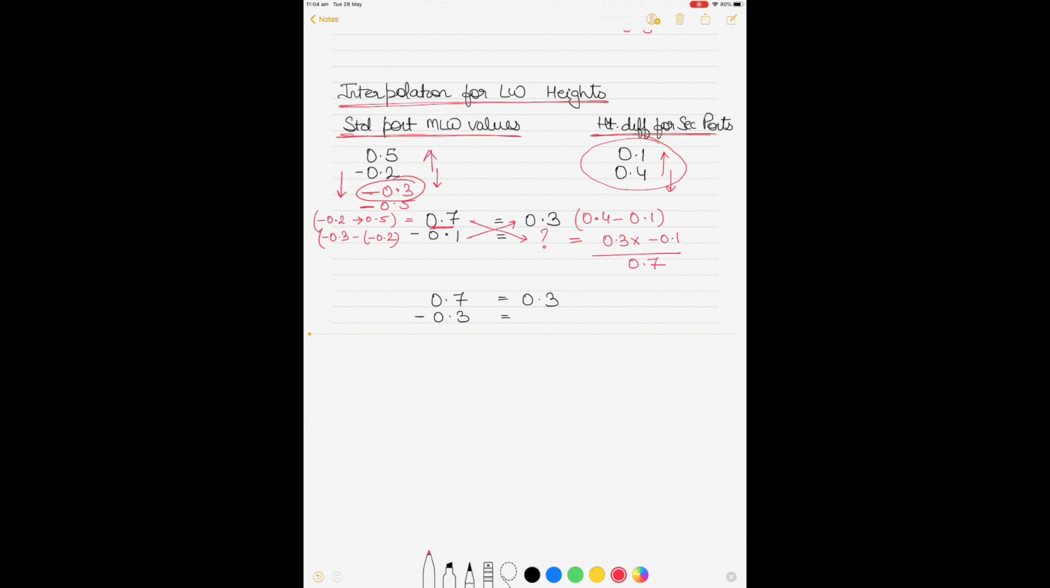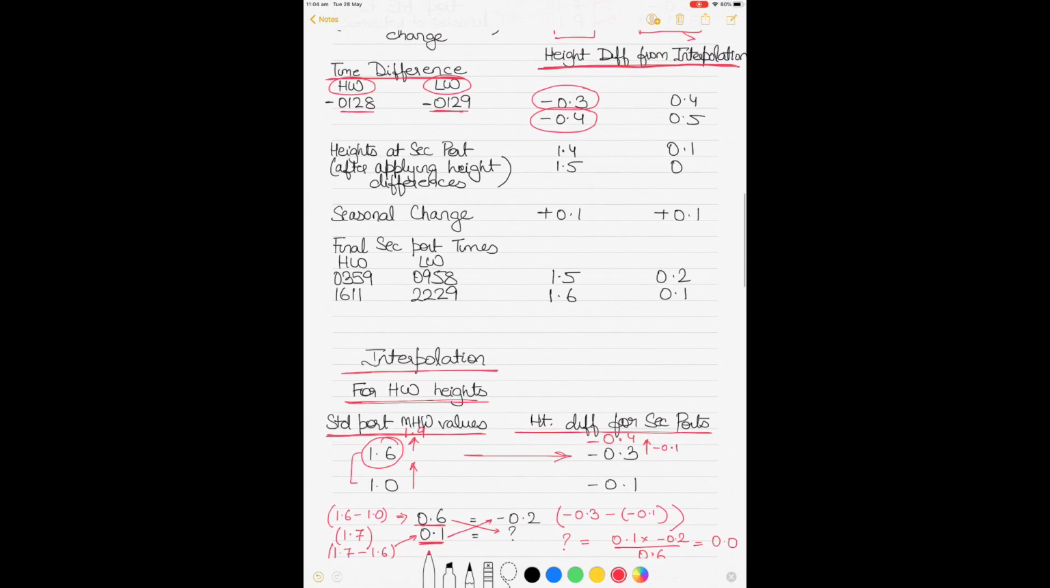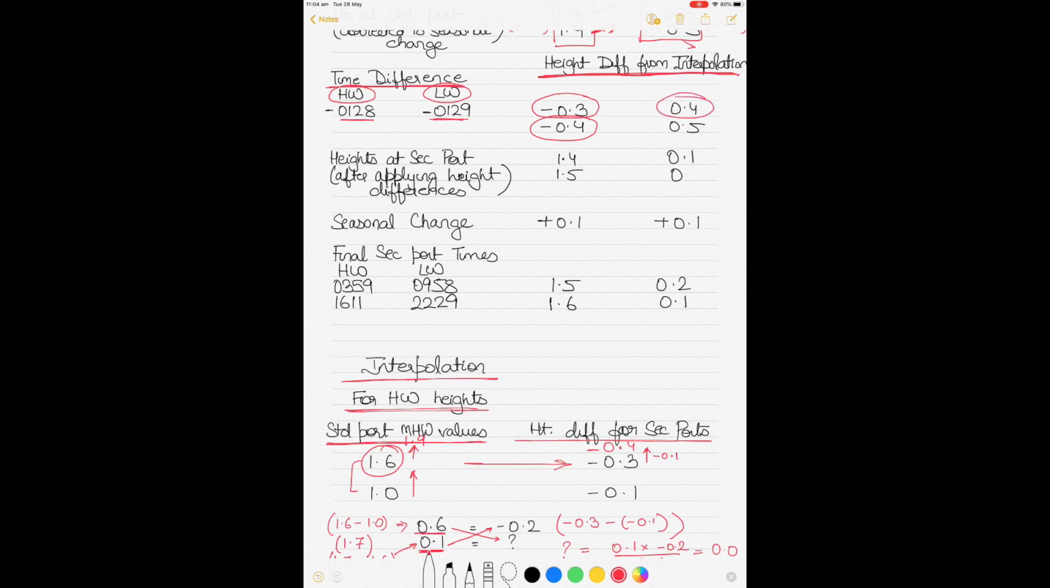So if you do that in your calculators as well, you will see it is again 0, so there will be no correction. So as I go down from minus 0.2 to minus 0.3, I can use the same value of 0.4, which you will see I have put here, because there is no change.